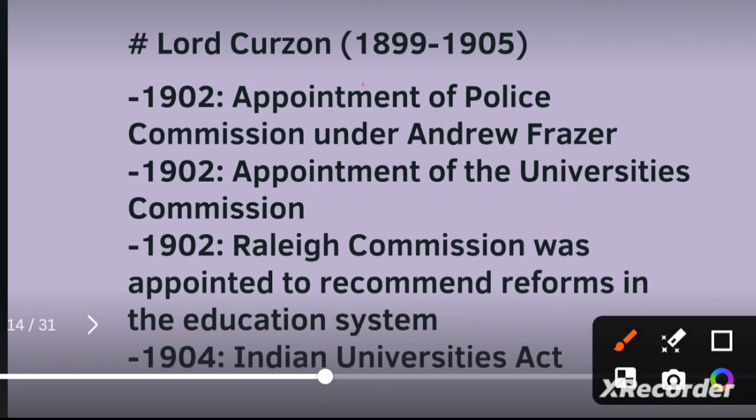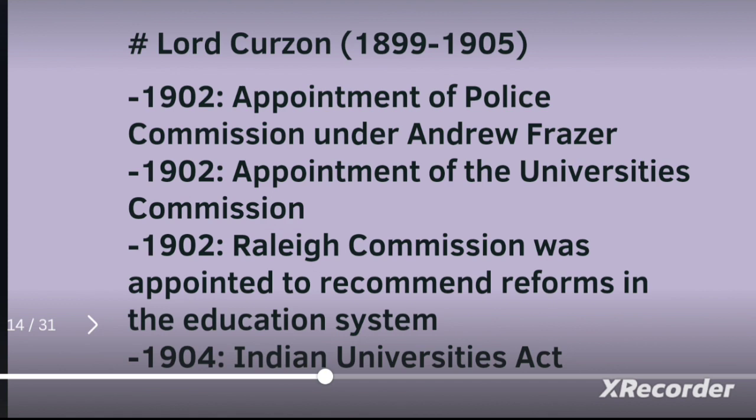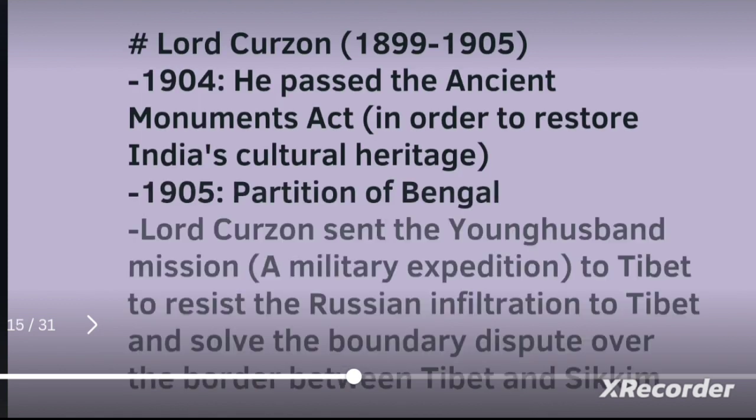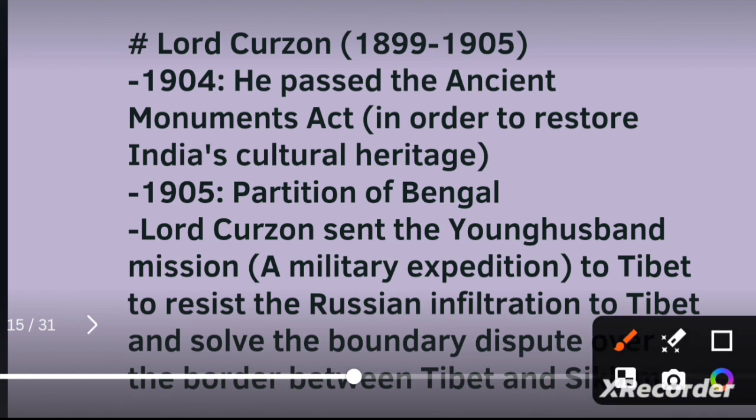Lord Curzon, 1899 to 1905. 1902, appointment of the Police Commission under Andrew Fraser. 1902, appointment of the University Commission. 1902, Raleigh Commission was appointed to recommend reform in education. 1904, Indian Universities Act. 1904, he passed the Ancient Monuments Act in order to restore Indian cultural heritage.